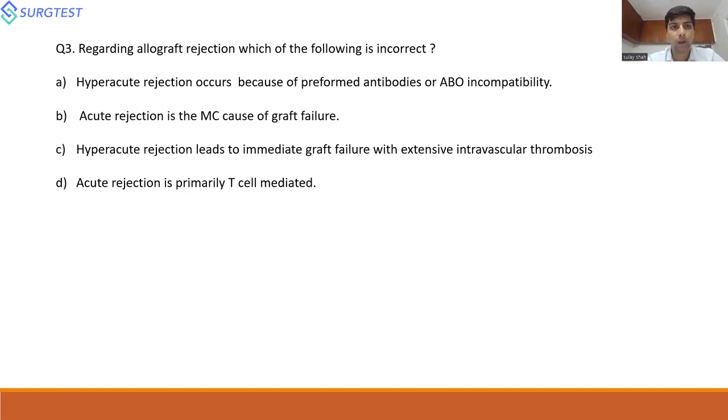So moving on to types of rejection reaction. Regarding allograft rejection, which of the following is incorrect? A, hyperacute rejection occurs because of preformed antibodies. B, acute rejection is the most common cause of graft failure. C, hyperacute rejection leads to immediate graft failure. And D, acute rejection is primarily mediated by T cell.